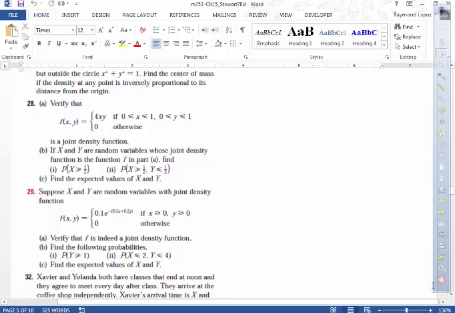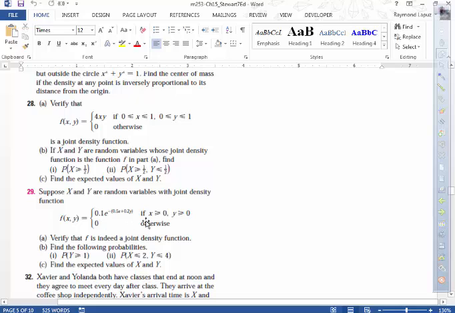Let's do number 28. We can do 28 or 29. Yeah, 28 looks easier. 29 looks like it's an improper integral. If you look at number 28, it goes from 0 to 1, 0 to 1. And the 0 everywhere else just means we can ignore that. This kind of sets us up for our domain.